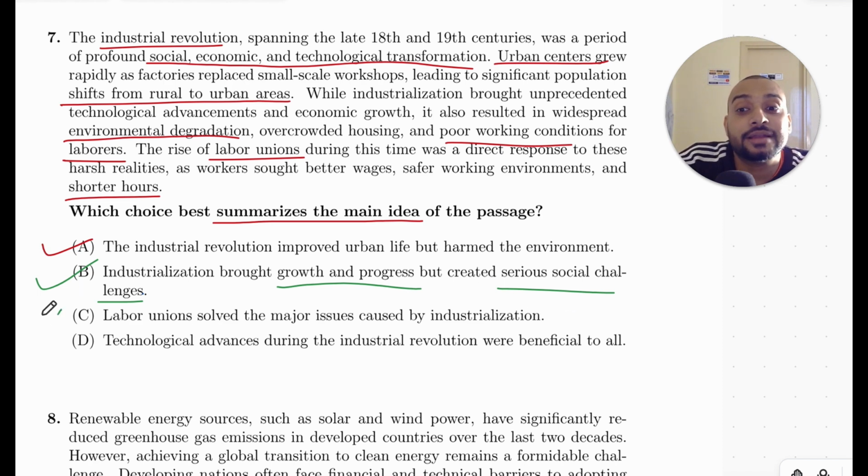We don't exactly know that. That has not been mentioned. Only the formation of labor unions has been mentioned, but what was the outcome? That's not mentioned. Option D, technological advances during the Industrial Revolution were beneficial to all. They were beneficial to all, but this option D covers, I would say, not even 30% of the essence of the passage. It's covering only the technological advances, whereas there are many more important topics here.